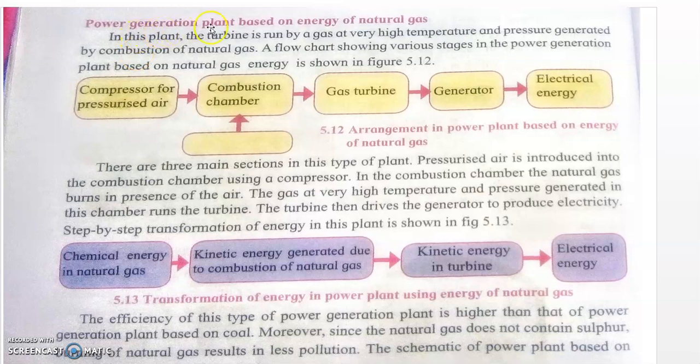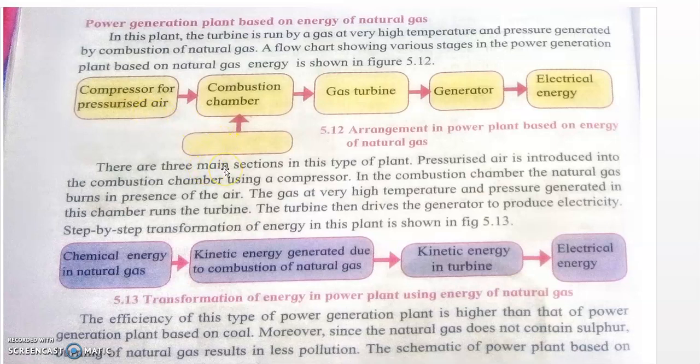Lastly, we'll study the power generation plant based on the energy of natural gas. In this plant, the turbine is run by gas at a very high temperature and pressure generated by the combustion of natural gas. So this is a flow chart. Now here there will be the natural gas.